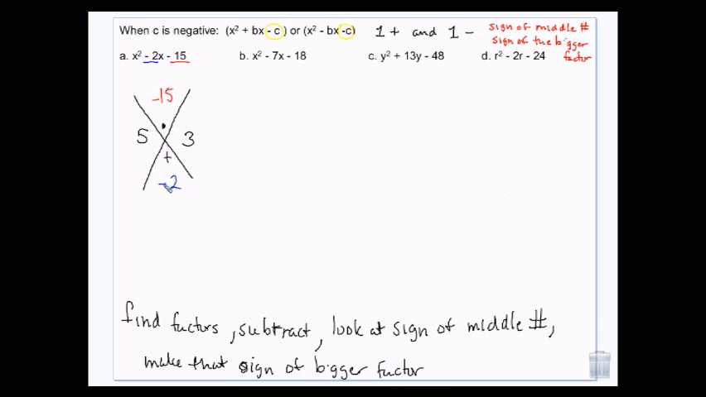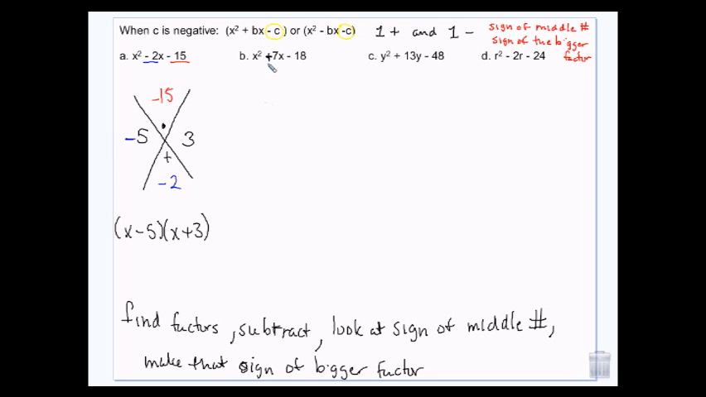Okay, so negative 2, so negative 5, because 5 is bigger than 3 and I want it to give me a negative. So negative 5 plus 3 does give me negative 2. So in this case, I would have an x minus 5 and an x plus 3. Okay.